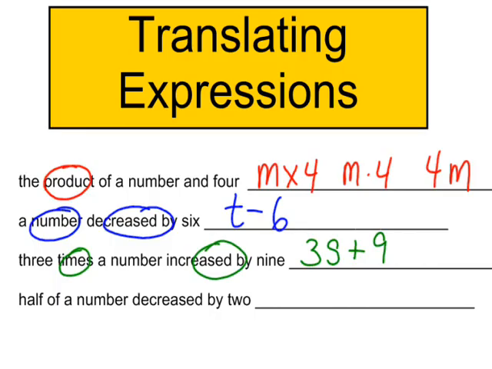Now the next one you could write a couple different ways. Half of a number decreased by 2. So half of a number I could write like this. I'm going to use m to represent a number. That's half of a number. Decreased by 2. I could also write half of a number this way. This would also be half of a number. So here we have a half of a number being divided by 2. So half of a number decreased by 2. So there are two different ways you could translate that expression.